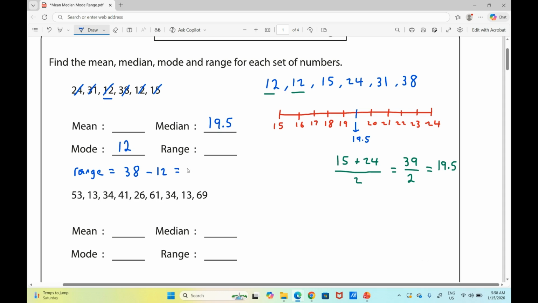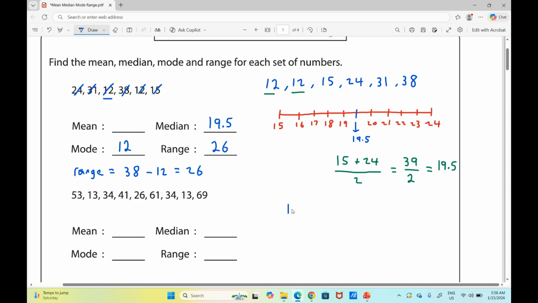And 38 minus 12 is going to be 26. So my range will be 26. So again, range is just biggest number minus smallest number. Mean is when I add all of my numbers together and then divide it by my total number of numbers.